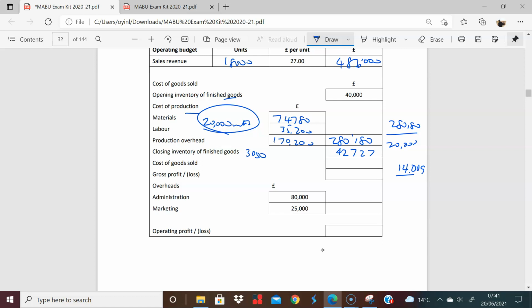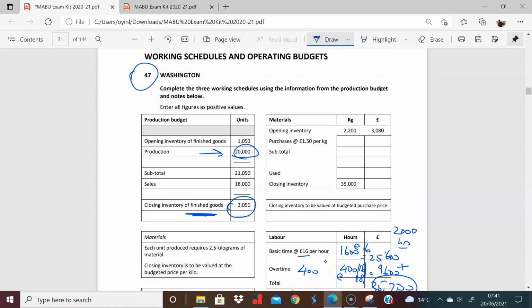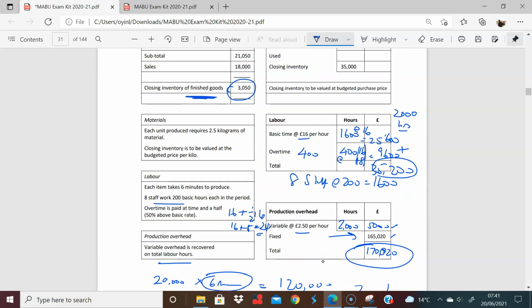So the point is that these are the finished goods that I have as closing inventory. Where do I get that information from? It is here. It tells me. I'm almost preparing a statement for this area of the paper right now, because that's what I produced. And they've already done the opening inventory for you. They've given you the information for that. So it's the closing inventory, 3,050.